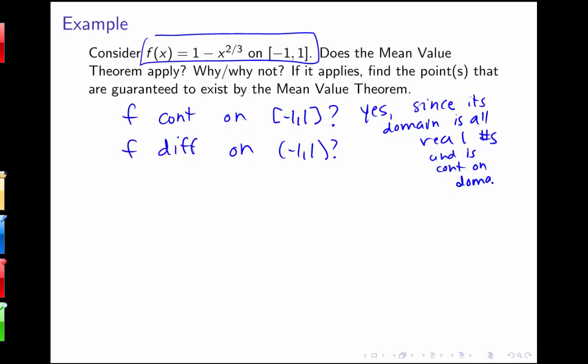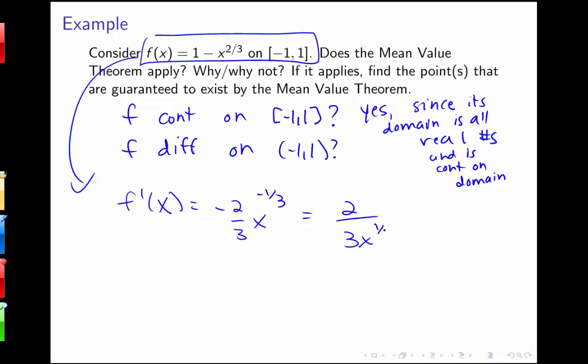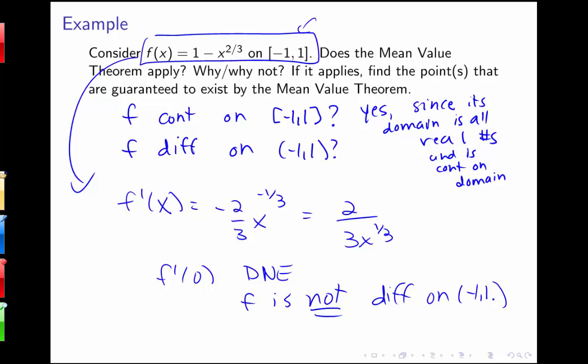Okay, so what about differentiability? So to consider differentiability, I need to look at the derivative of this function. So f prime of x is equal to -2/3 x to the 2/3 minus 1, so that's to the -1/3. So we get -2 over 3x to the 1/3. So looking at this, I see that f prime of 0 doesn't exist because I have a 0 in the denominator. But since 0 is in this interval, f is not differentiable on the open interval from -1 to 1. So the mean value theorem does not apply here.